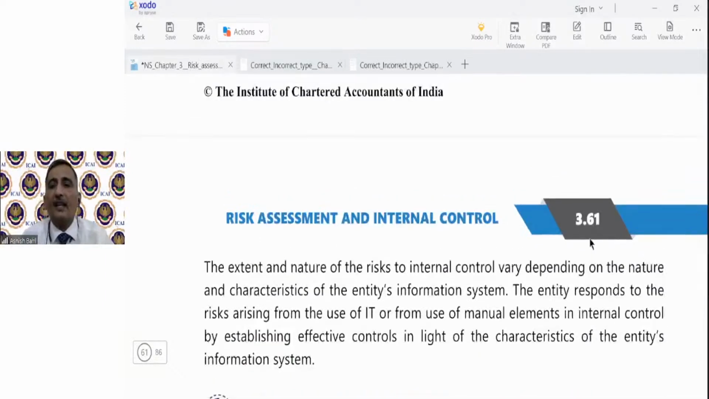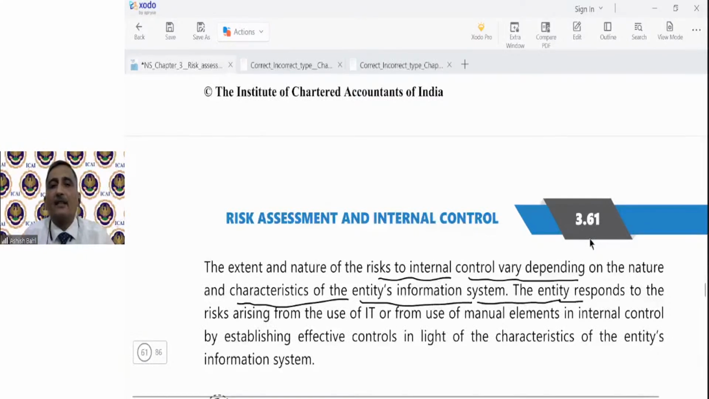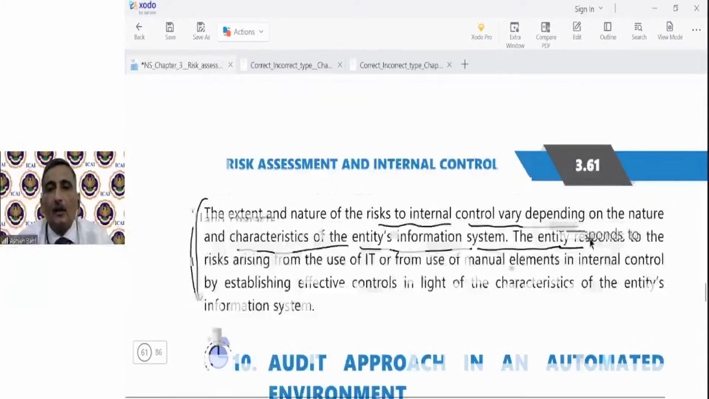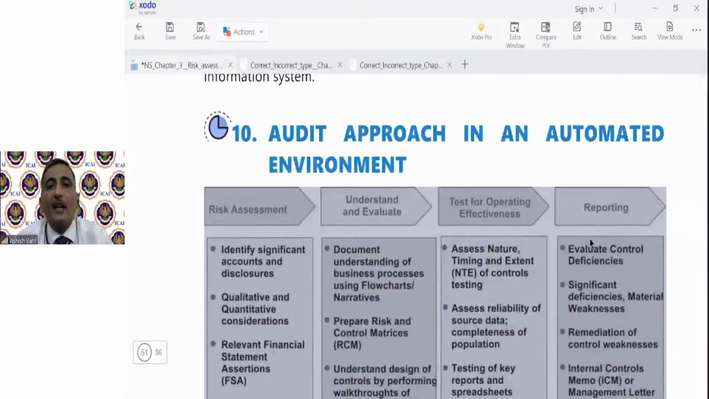The extent and nature of risks to internal control vary depending upon the characteristics of the entity's information system. Okay, तो कैसा उसका रिस्क है, ये डिपेंड करेगा कि कंपनी का इंफॉर्मेशन सिस्टम कैसा है, how the company's information system is all about. So this is an overview of audit approach in an automated environment, which is given in your module, students.